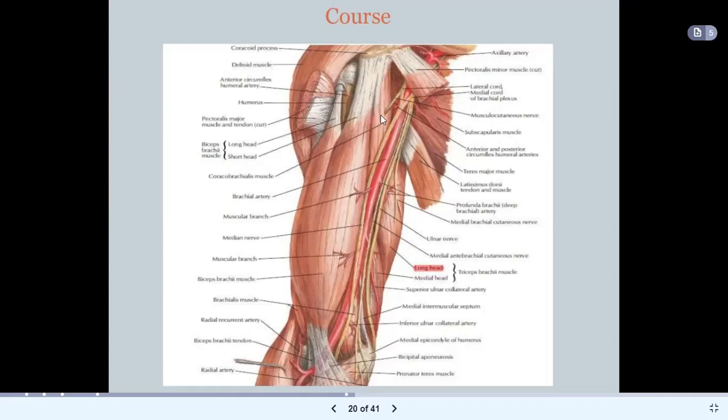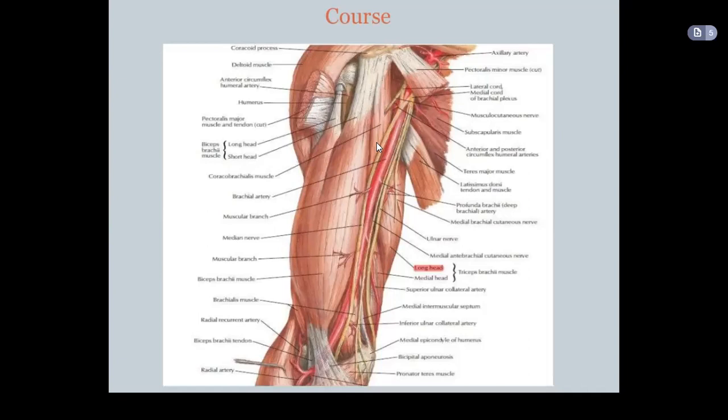So this, you see this muscle here that will run under the artery. This is called the coracobrachialis muscle. So it is posterior to the brachial artery.